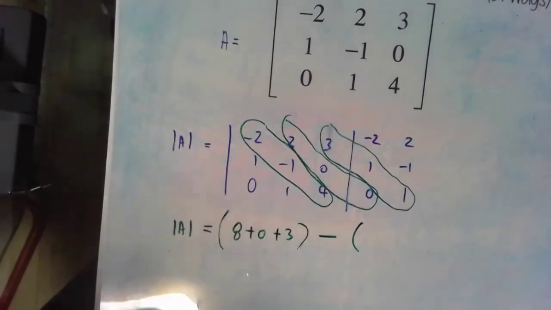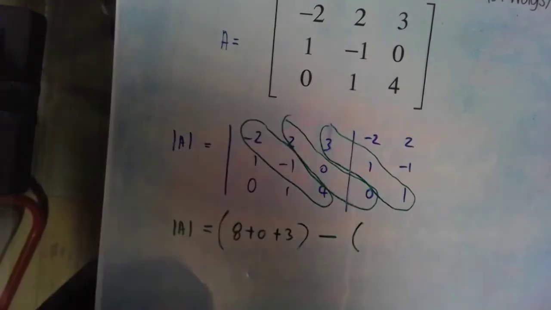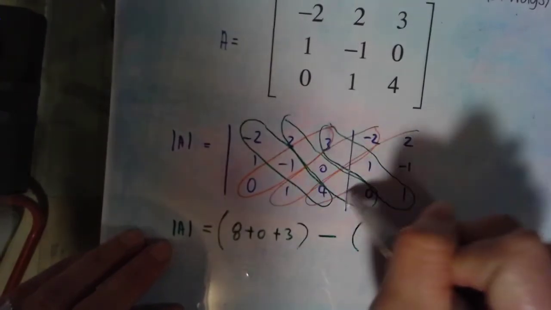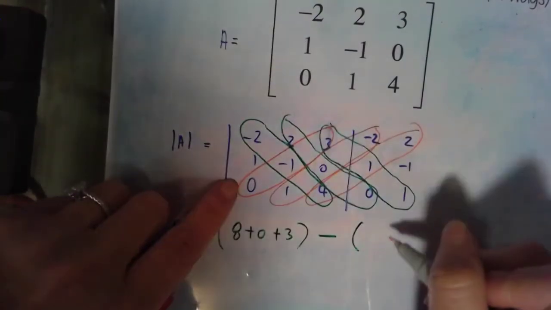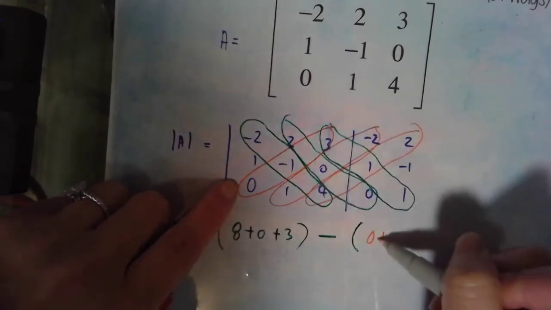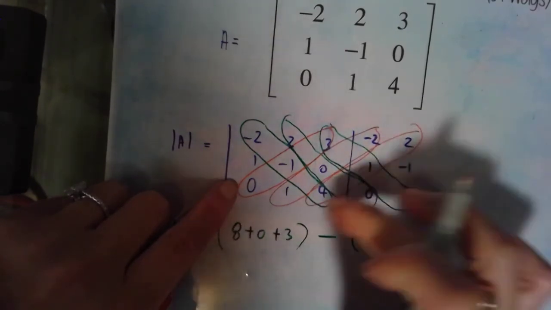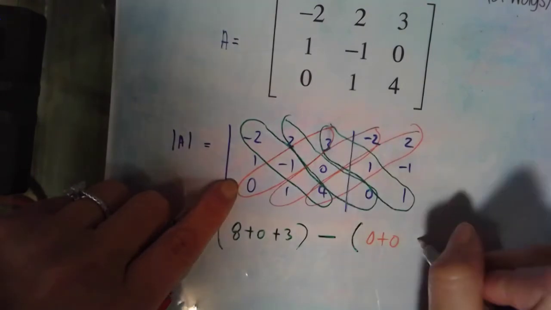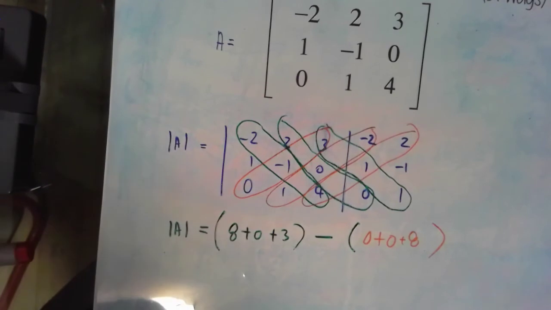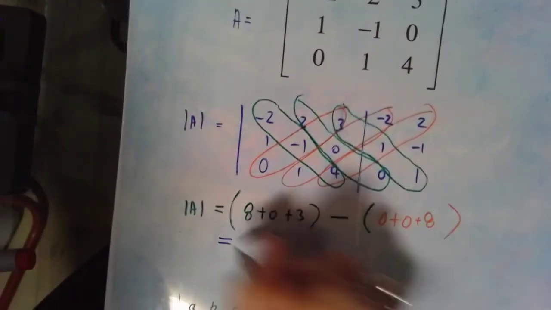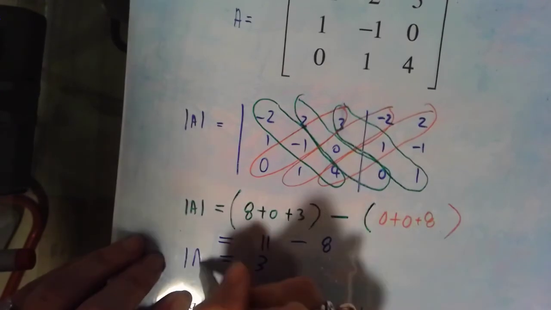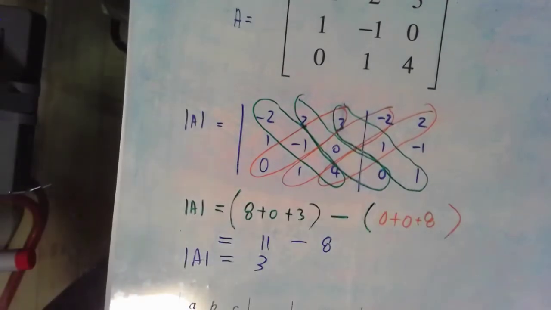Minus, let's do the reds now. The reds go this direction, right? This way. I'm going to subtract out all these, okay? So I'm going to go 3 times negative 1 times 0 is 0. Negative 2 times 0 times 0 is 0. 2 times 1 times 4, so it's going to be 8. Okay, and what should that come out to be? The same as what we did last time with cofactors and minors. So it's 11 minus a whopping 8, which is 3. Yes, so determinant is 3.